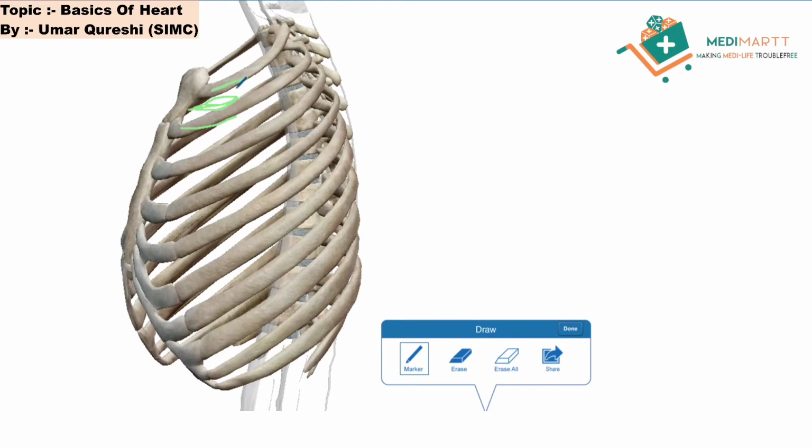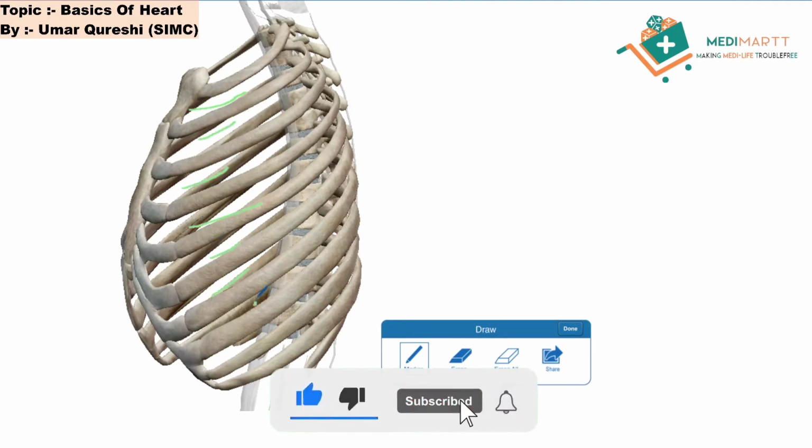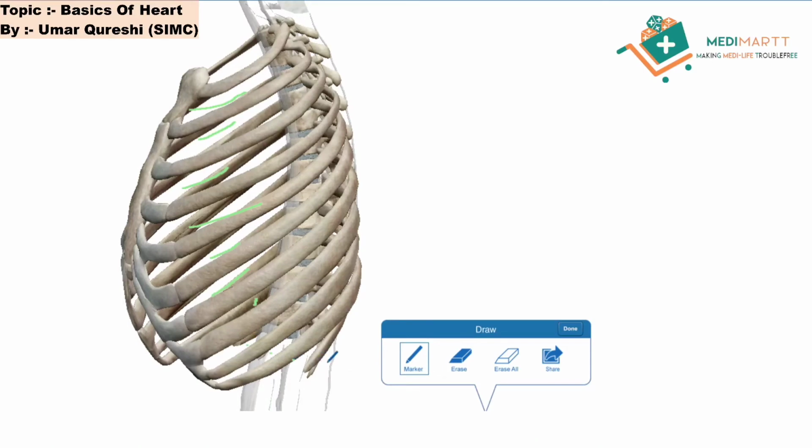What is intercostal? Intercostal means between the costal. Costal means the ribs. So between the costal, and space means a gap, you know already. That is why it is called the intercostal space. So this is the first intercostal space, second, third, fourth, fifth, sixth, 7th, 8th, 9th, 10th, 11th. So the 12 ribs and the cartilages are separated by the 11 intercostal spaces.